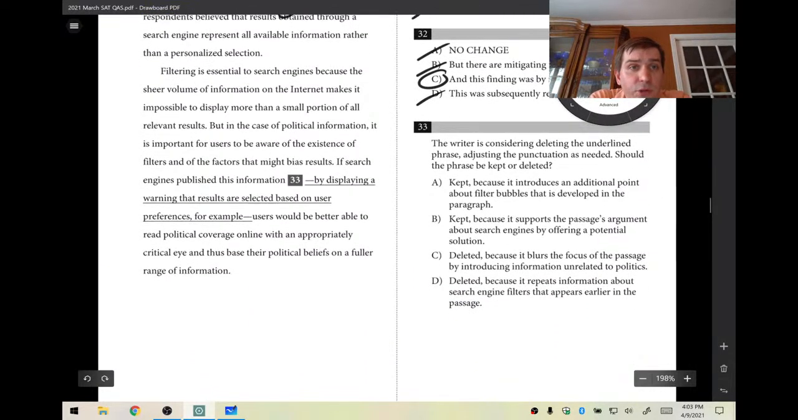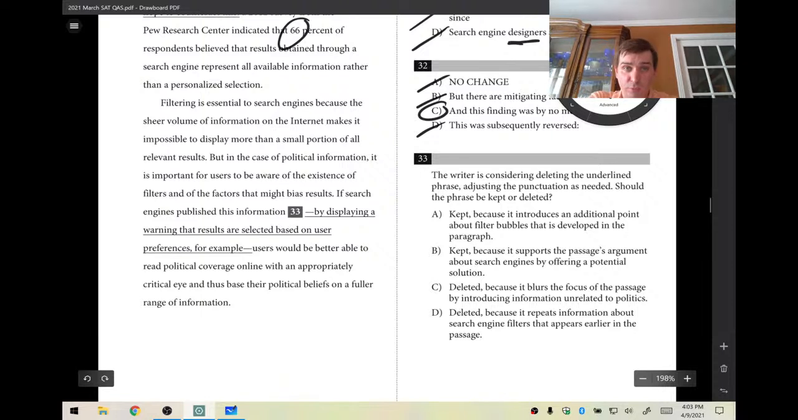Let's look at 33. If search engines publish this information, dash, by displaying a warning that results are selected based on user preferences, comma, for example, dash, users would be better able to read political coverage online with an appropriately critical eye and thus base their political beliefs on a fuller range of information. The writer is considering deleting the underlined phrase, adjusting the punctuation as needed. Should the phrase be kept or deleted? So we have to figure out, should this be kept or deleted?